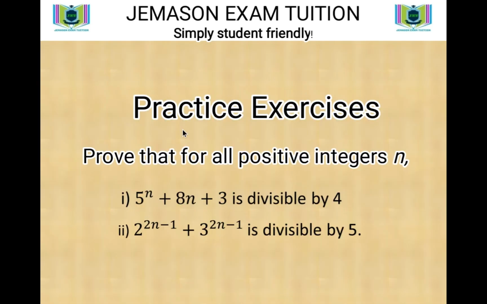Some practice exercises. Prove that for all positive integers n, 5 to the n plus 8n plus 3 is divisible by 4, and 2 to the 2n minus 1 plus 3 to the 2n minus 1 is divisible by 5.